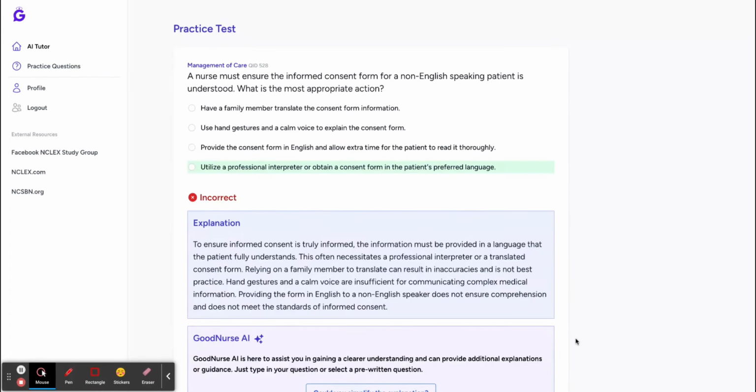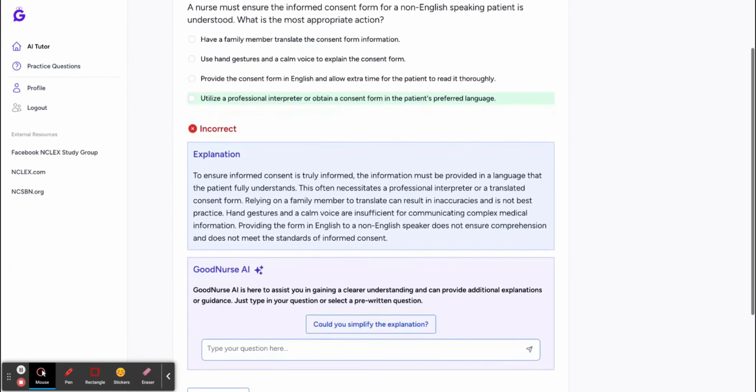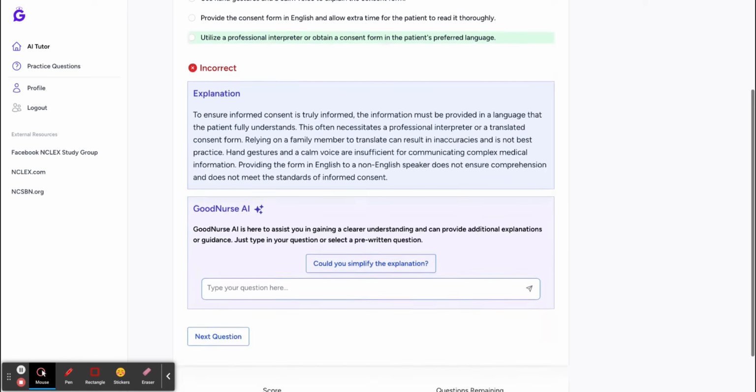If you guessed D, you're correct. Ensuring informed consent means providing information in a language the patient fully understands, often requiring a professional interpreter or a translated consent form.